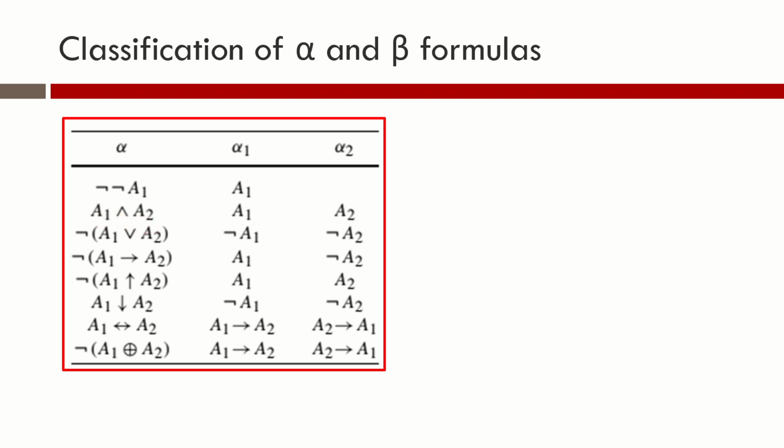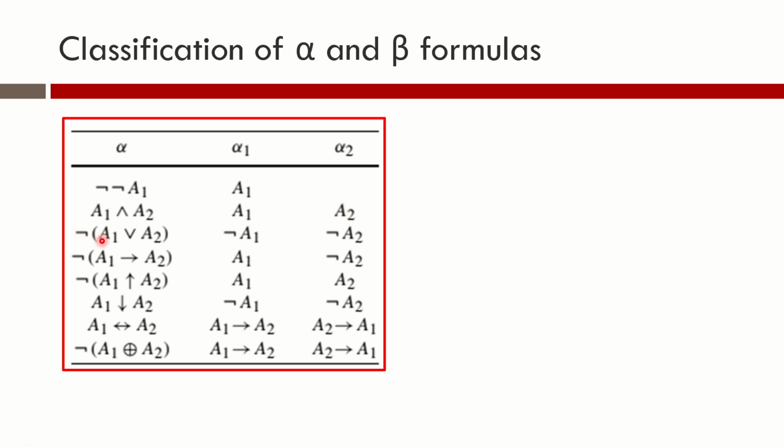In this formula, both A1 and A2 should be true for this formula to be true. So this formula we decompose into two: alpha 1 will be A1, alpha 2 will be A2. Same is the case here.